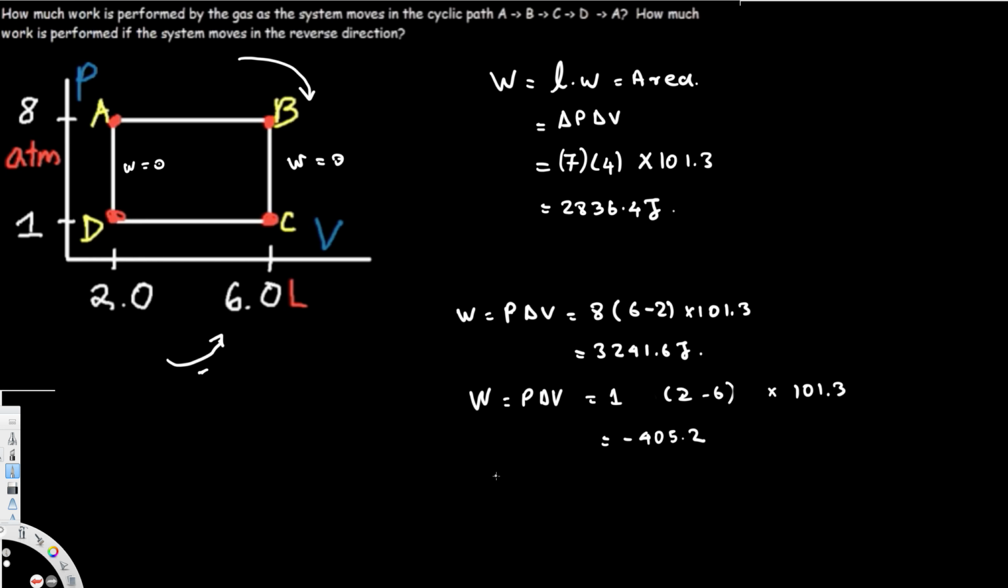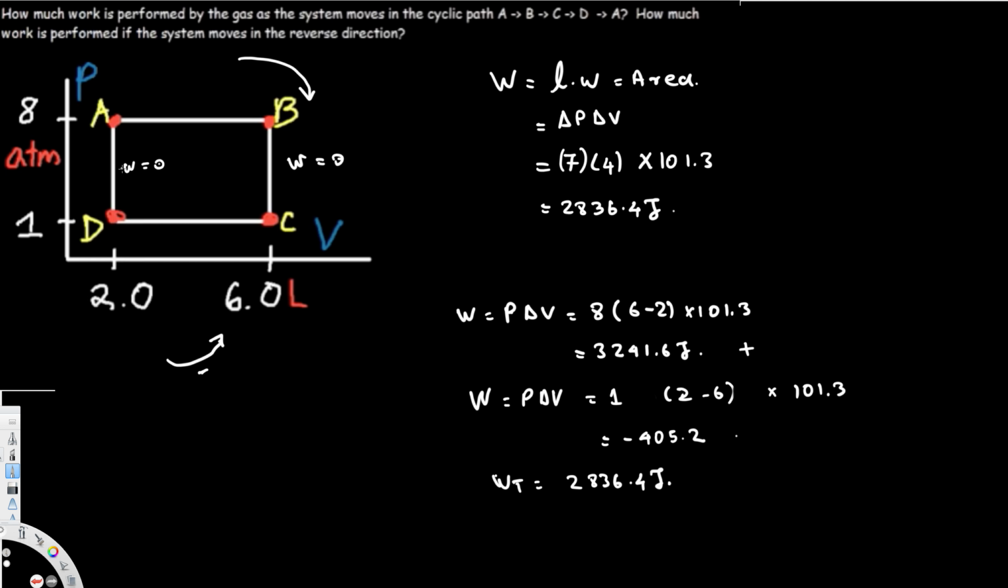So the total work WT is going to give you 2836.4 joules. And if you look at this, the big number is positive and the small number is negative, so you know the answer is going to be positive. But what's going to happen if it goes in the other direction, counterclockwise?